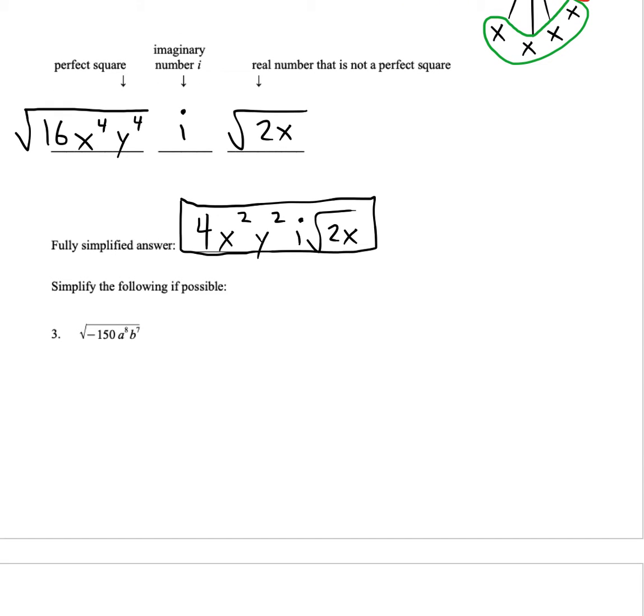Try the next one for yourself, and in a moment I'll give my answer. All right, to break this down, we can make a tree.